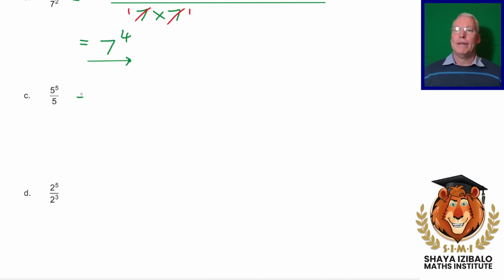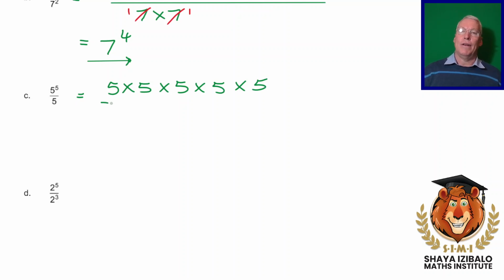So this one, 5 times 5 times 5 times 5 times 5 times 5. That's 6 5's. And on the bottom, we've just got one 5. So we can divide the top by 5 and the bottom by 5. Final answer, 5 to the power of 4.